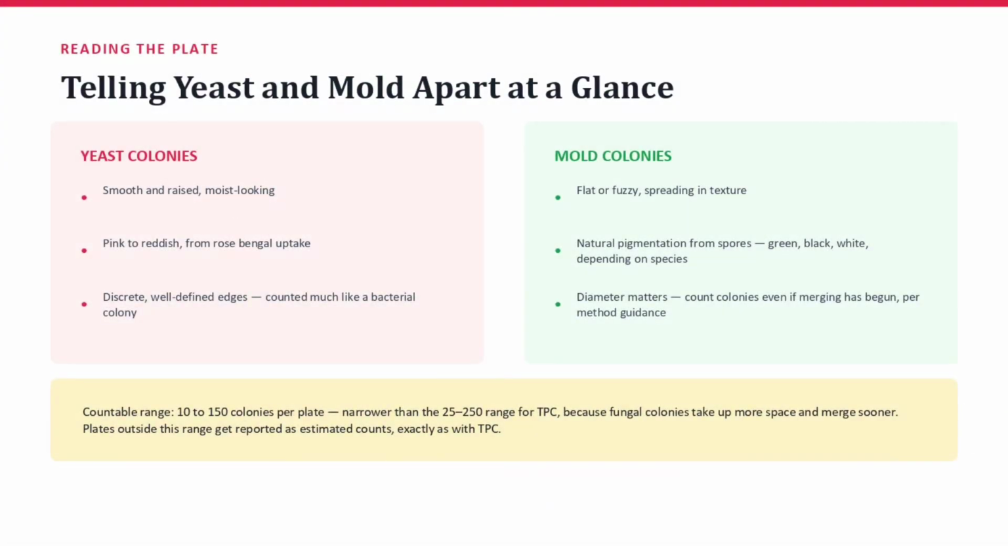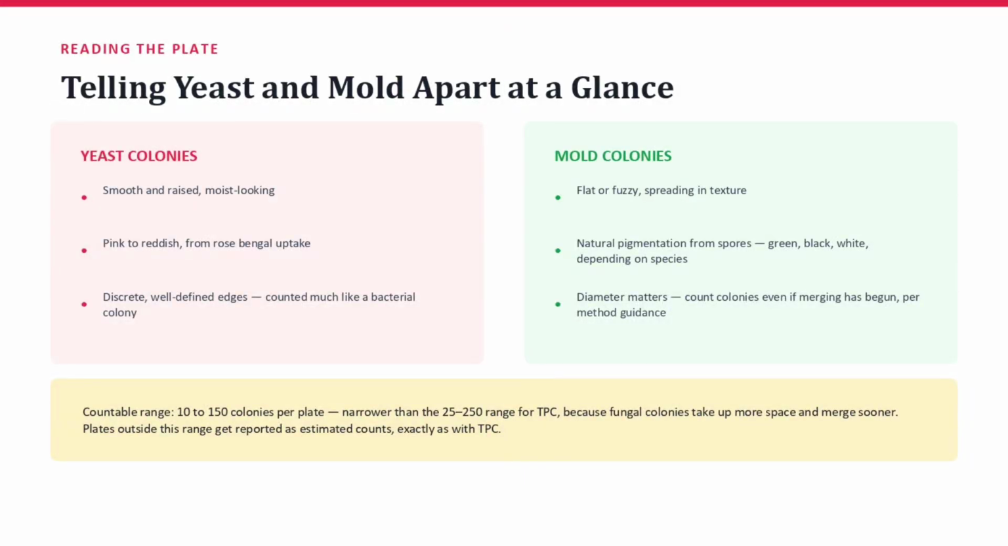Now let's talk about actually reading the plate, and telling yeast and mold apart at a glance. Yeast colonies: smooth and raised, moist looking. Pink to reddish in color, from that rose Bengal uptake we discussed. And they have discrete, well-defined edges, counted much like you would count a bacterial colony.